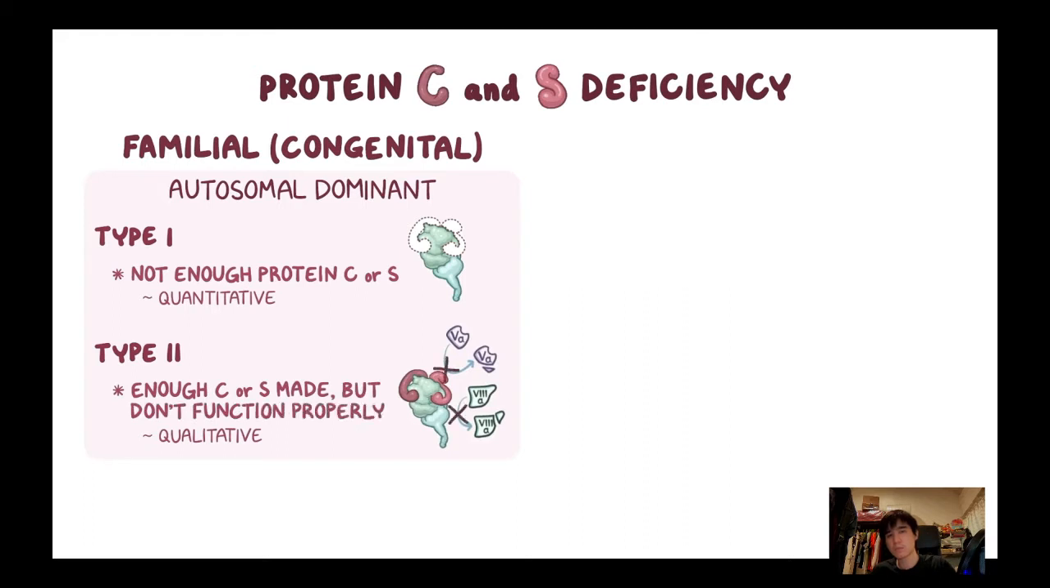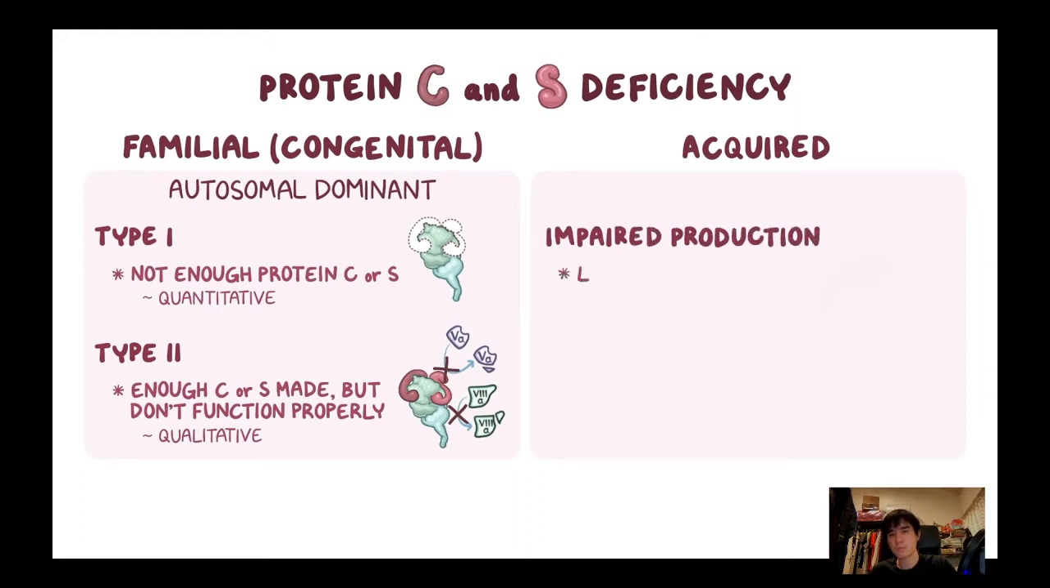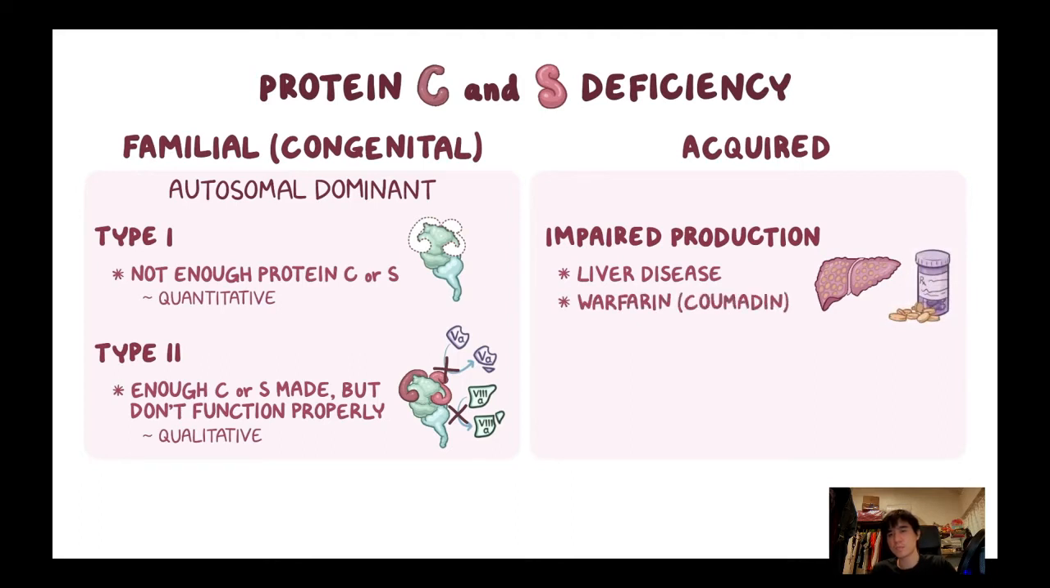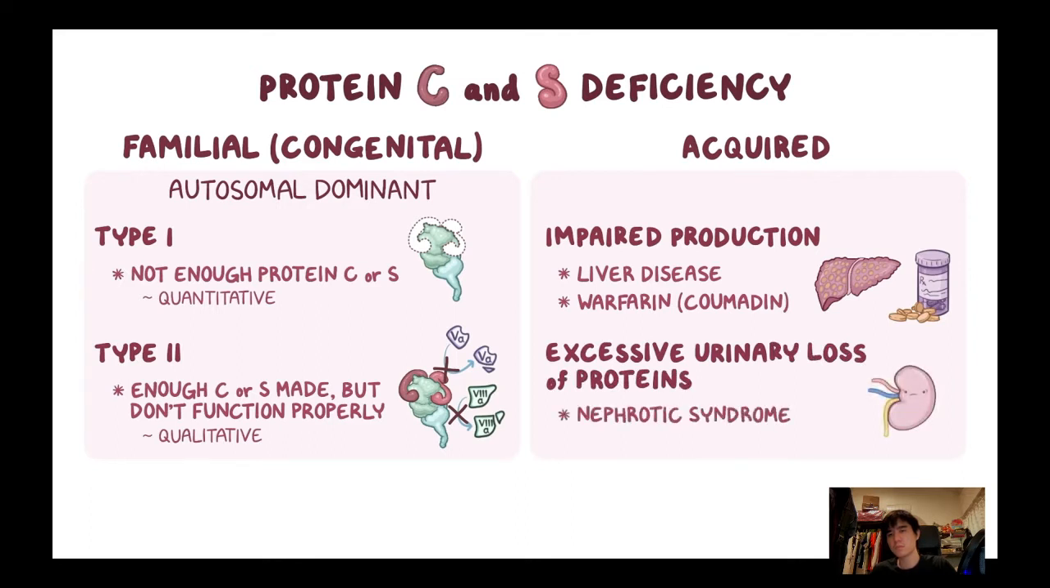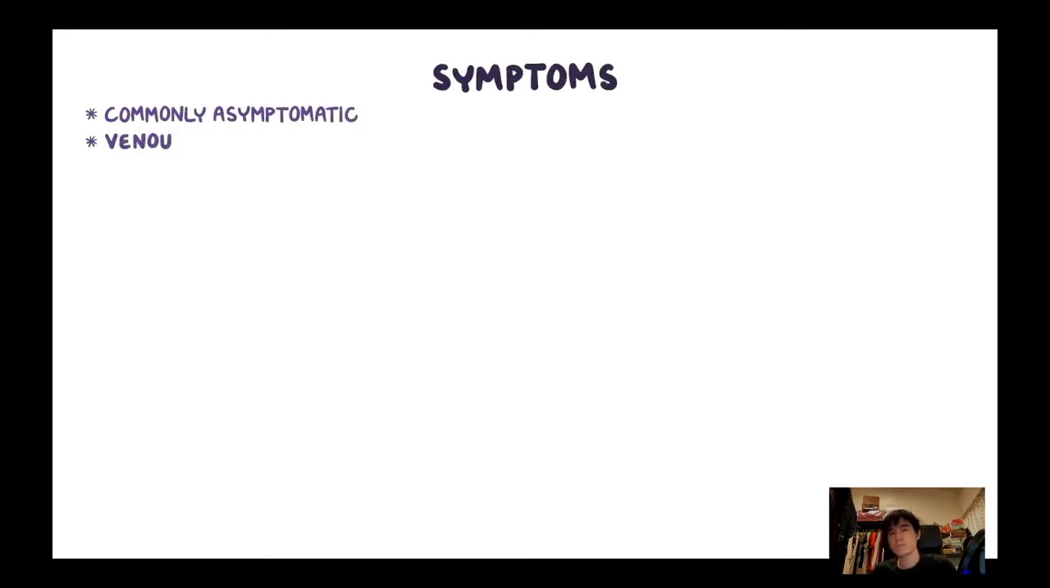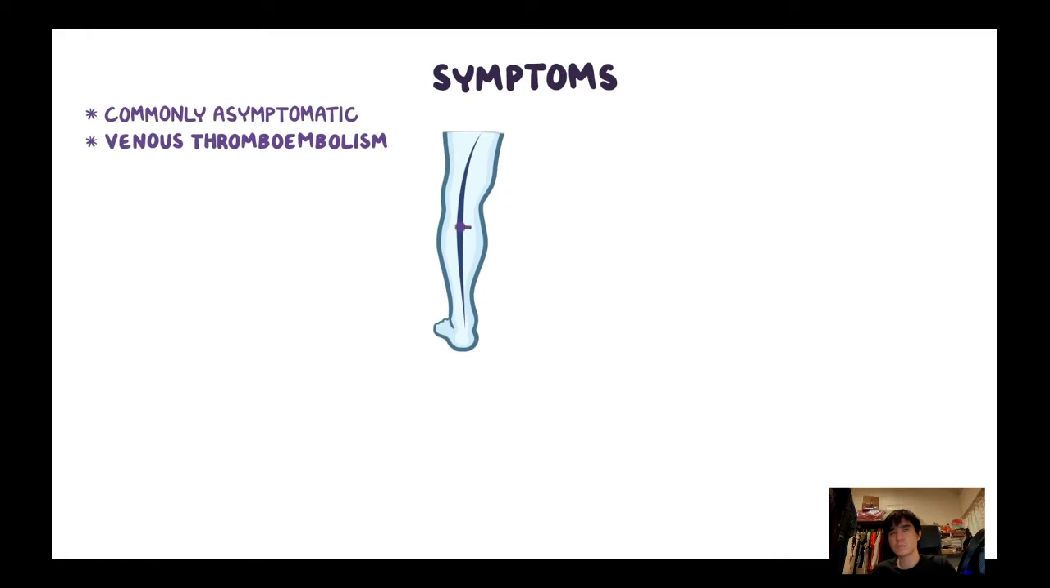There are also acquired forms of protein C and S deficiency, like impaired production as seen in patients with liver disease or in patients taking warfarin, also called Coumadin. Another cause is excessive urinary loss of these proteins, which can happen in people with nephrotic syndrome. Protein C or S deficiency is commonly asymptomatic, but symptoms arise when a venous thromboembolism develops.